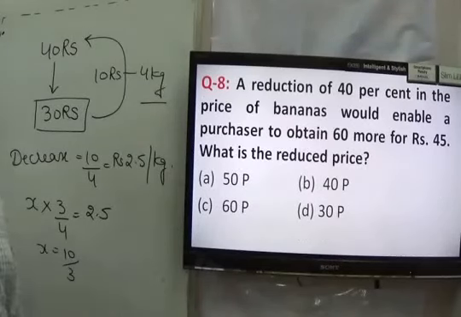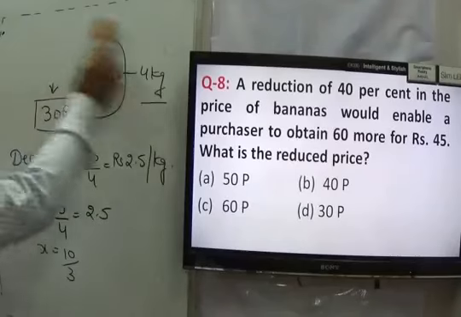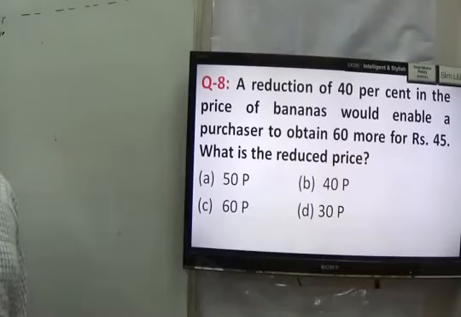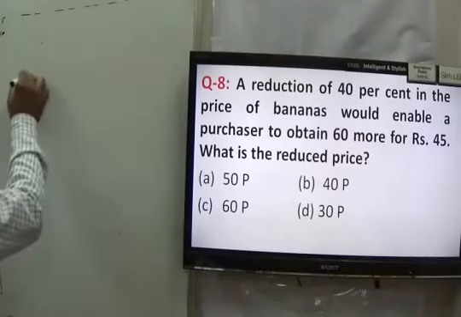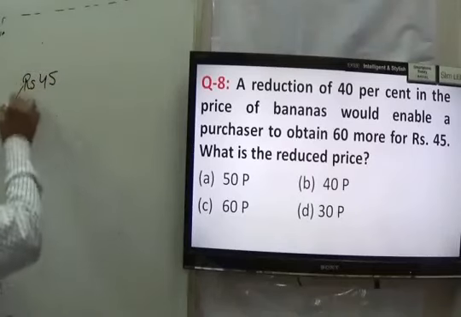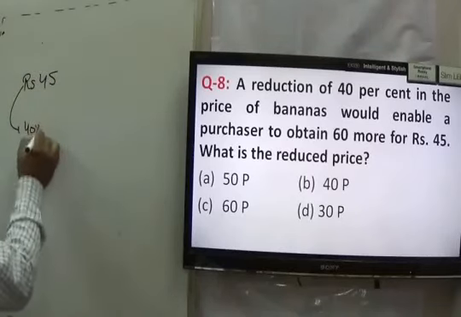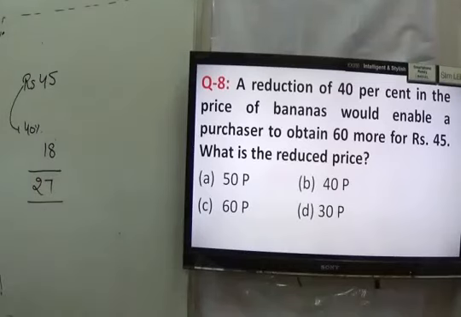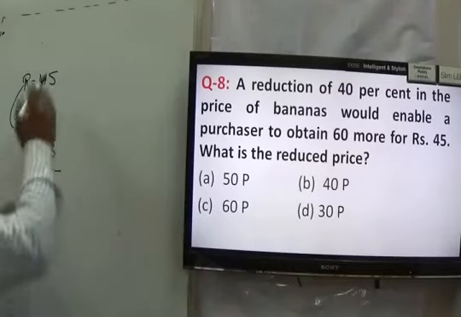Next you have question number 8. This question is similar to what I discussed in question number 6. A decrease of 40% in the price of banana would enable the purchaser to buy 60 more for rupees 45. We have to find the decreased price. So rupees 45 he is spending, it decreased by 40%, it means the decrease is of rupees 18. Now how much is left? 27. Okay. Now it is given that still he is spending rupees 45.